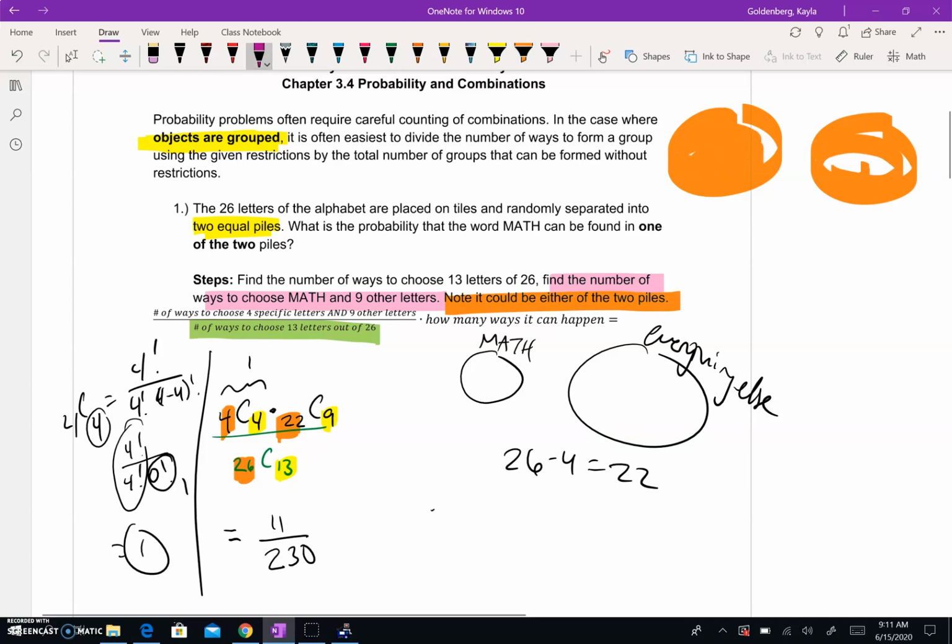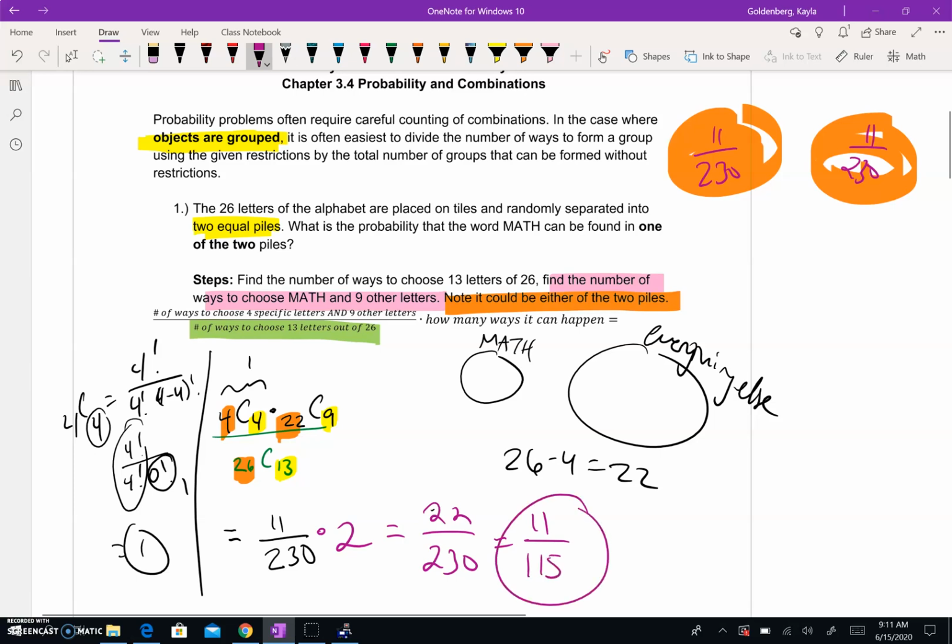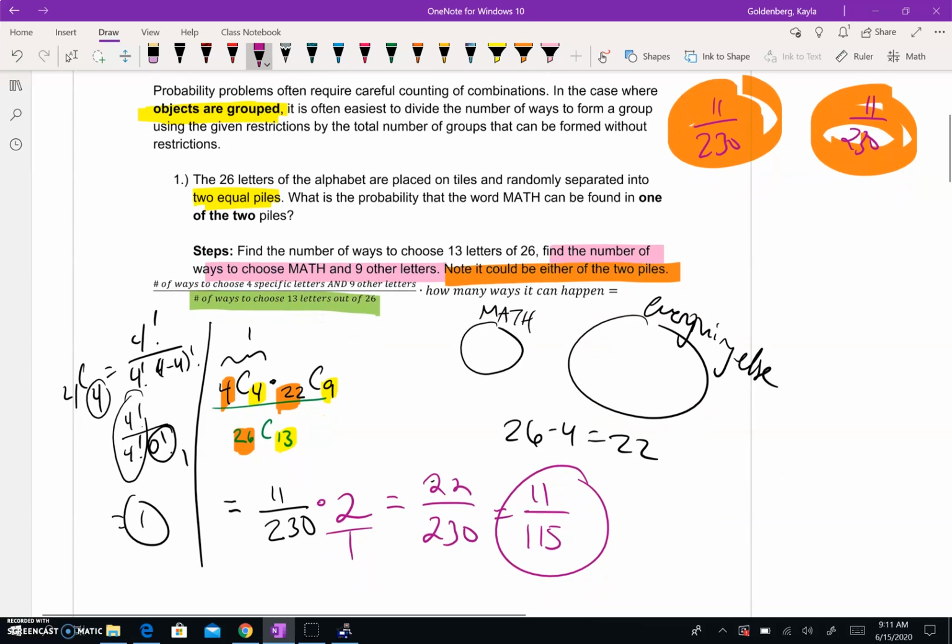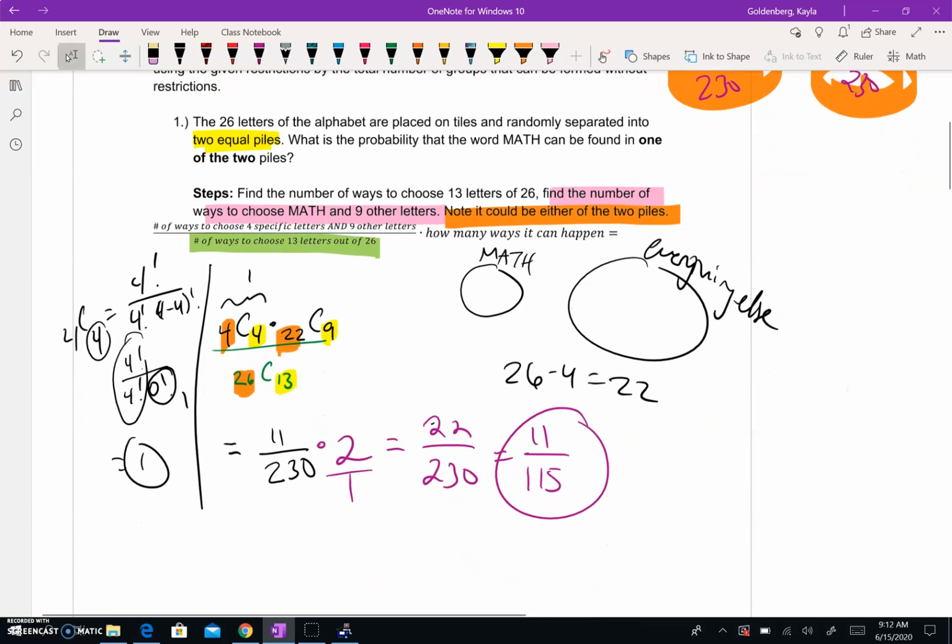So we want to think about the fact that we are assuming that 11 out of 230 are the chances it is in one pile, right? There's 11 out of 230 that it's here, 11 out of 230 that it's here. Since there are 2 possible piles that it could happen, we're going to do that times 2. And so our total is going to be 22 over 230, which will simplify to 11 over 115. Because remember, when you multiply by 2, it's like 2 over 1, so only the numerator is getting multiplied by 2. And a lot of these problems do have that caveat that you do have multiple different groups that it could happen with. So you want to be keeping a lookout for that kind of vocabulary.